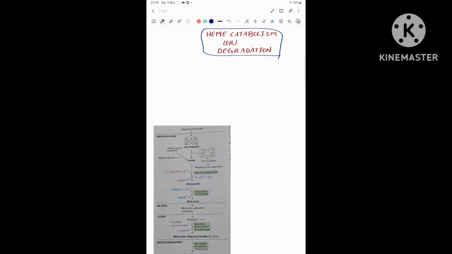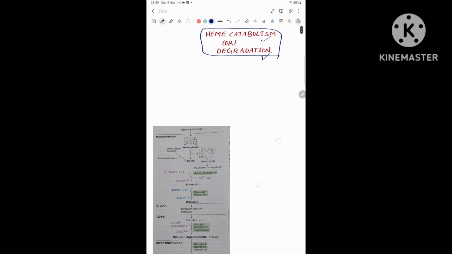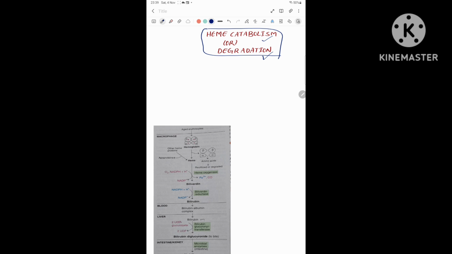Today we're going to look into heme catabolism, or you can say degradation. Catabolism or degradation, both are the same. So let's begin without any further delay. So we all know what heme is, and this heme is going to be catabolized or degraded, which means heme is going to be degraded into pieces.